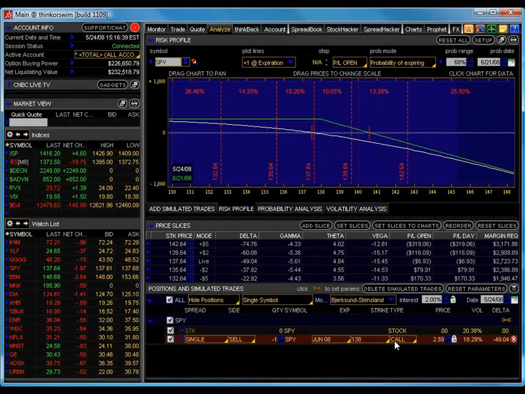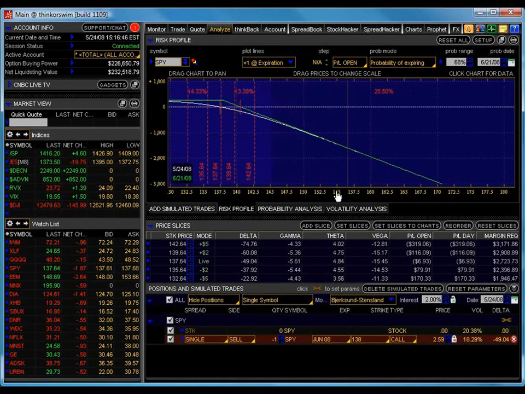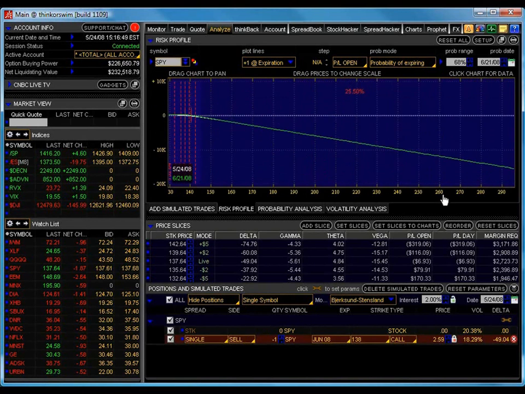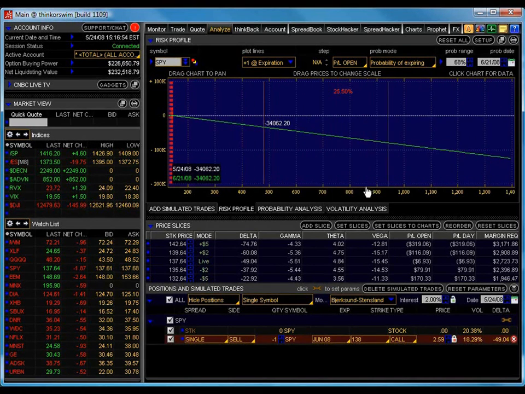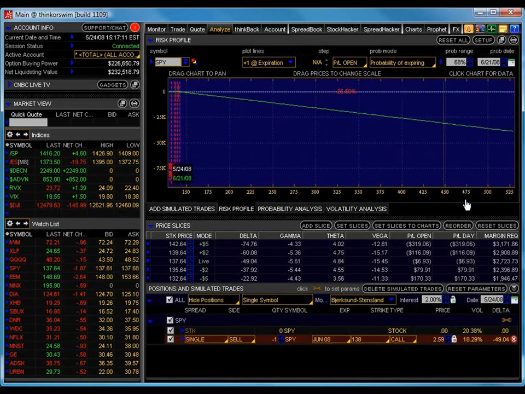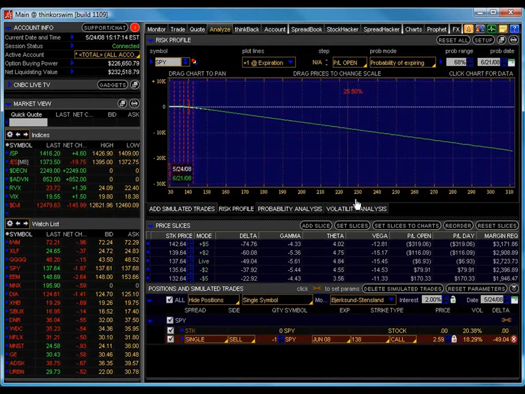Because you sold the call option, you want the stock price to go down. But what happens if it goes up? Well, let's take a look. If it continued to go up and up and up, theoretically it could go to $1,000, I suppose. Although this is an index, you would have a maximum loss of $86,574, which is not a pleasant thing to have happen. So we do not sell naked options.